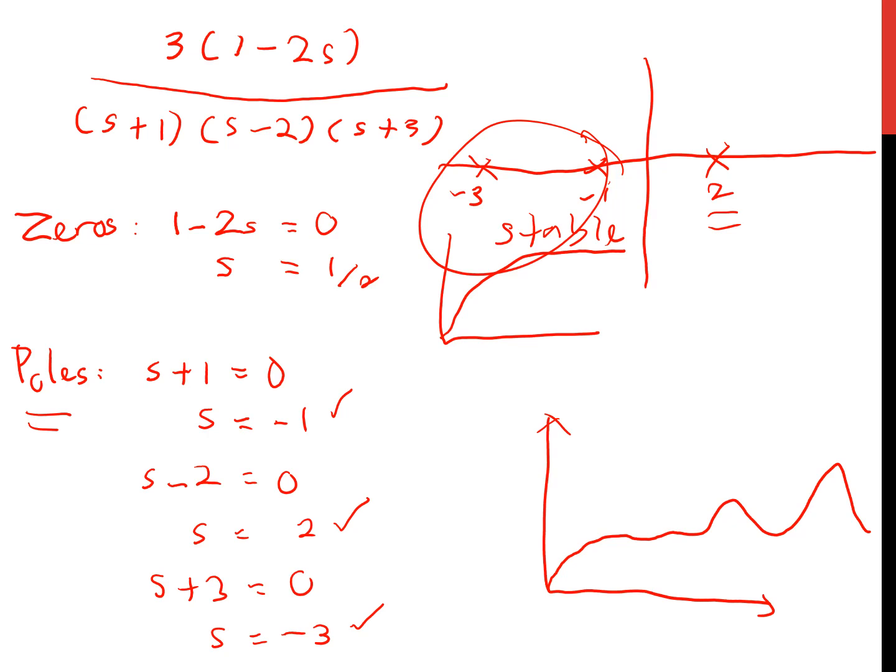For the zeros, it just indicates how the response looks like, either it becomes slower or becomes quicker, so it's not affecting much. But the poles represent how your process or response looks like, stable or not stable.